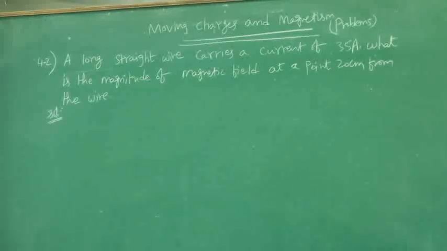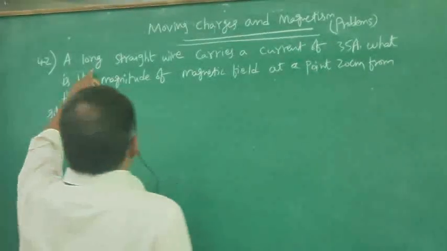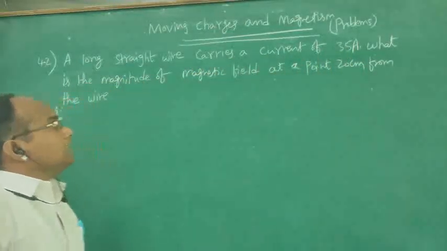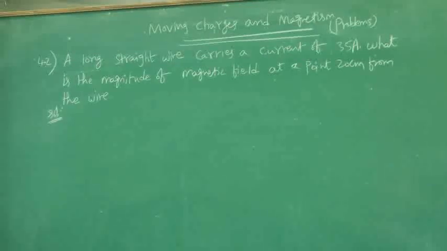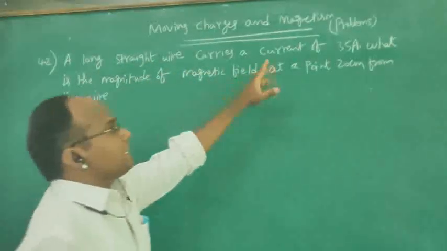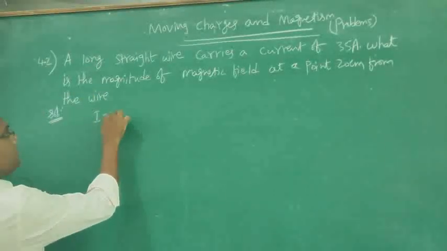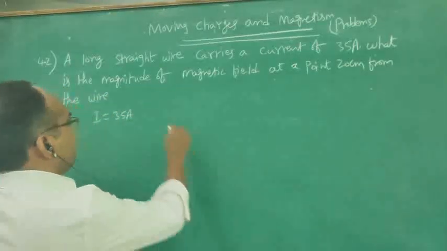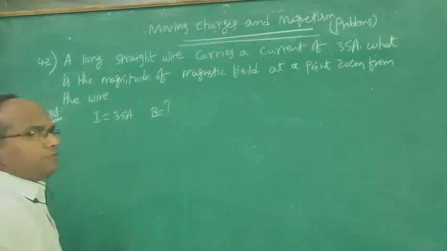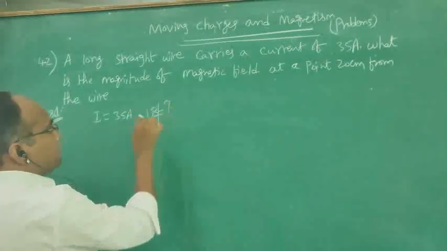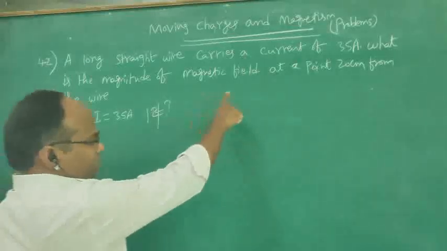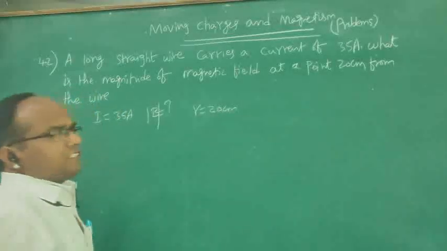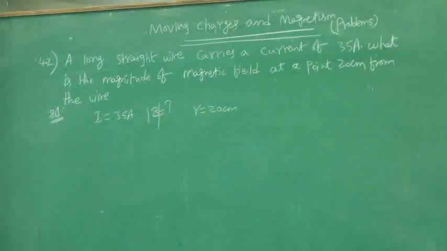Now coming to the second problem. A long straight wire carries a current of 35 amperes. What is the magnitude of the magnetic field at a point 20 centimeter distance from the wire?